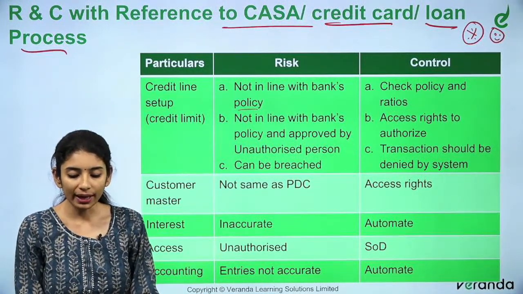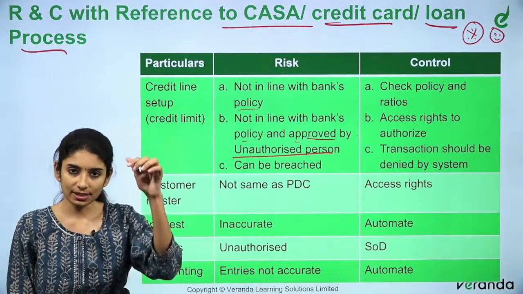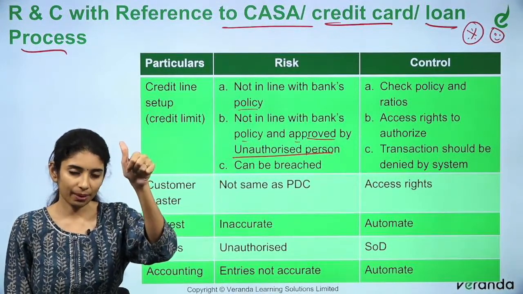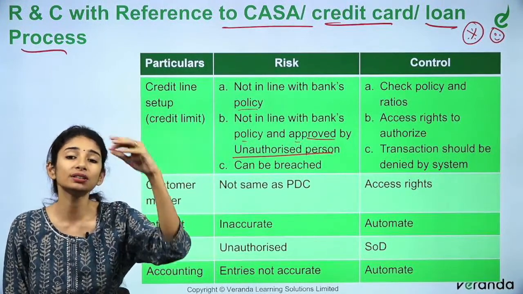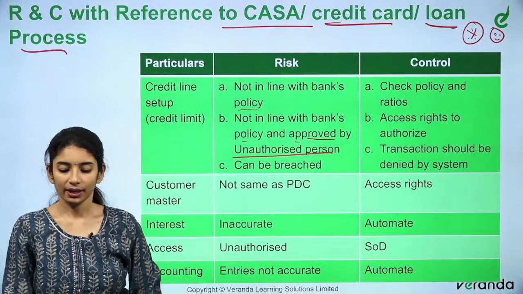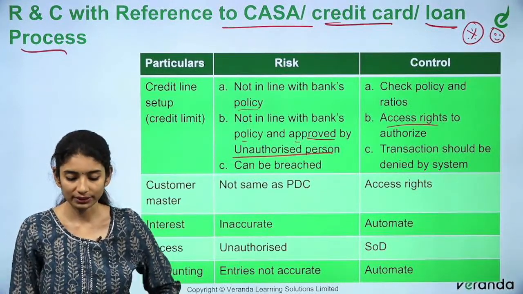Credit limit not in line with the bank's policy and approved by an unauthorized person. First, it is not in line with the bank's policy, but it is done by the approved person. Second, it is not in line with the bank's policy and is done by an unauthorized person. In that case, you need to ensure what access rights are given to all the employees.